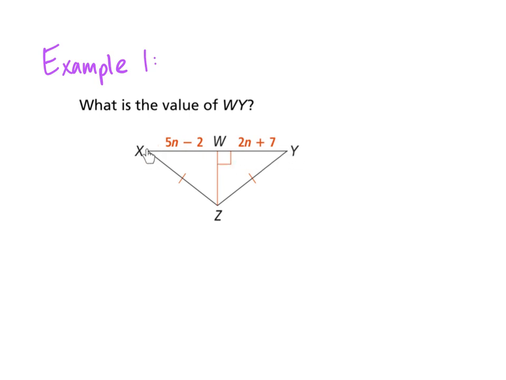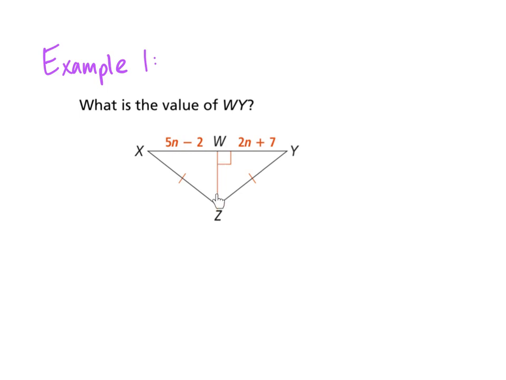Now every segment only has one perpendicular bisector. It's not like there are multiple perpendicular bisectors of this segment. There's only going to be one. And remember, the perpendicular bisector is both perpendicular to and bisecting the segment. It's perpendicular, making a 90-degree angle, and it's going to go through its midpoint.